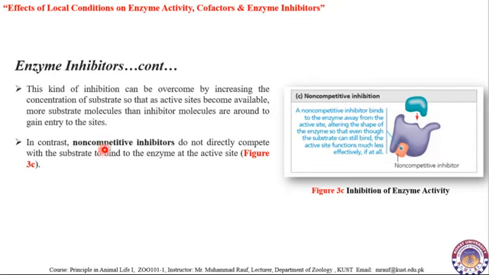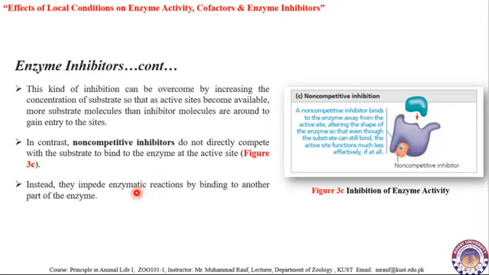In contrast, non-competitive inhibitors do not directly compete with the substrate to bind to the enzyme at the active site. Now, non-competitive inhibitors, just like the name suggests, don't compete with the substrate for the active site of the enzyme. It actually attaches to another site present in the enzyme, which is called the allosteric site. Instead, they impede enzymatic activity by binding to another part of the enzyme.